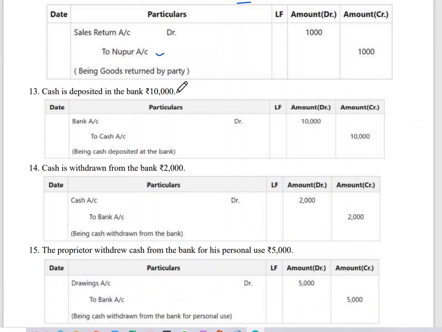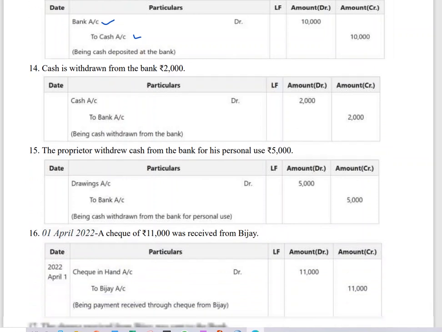It is easy, as you all know, there are two accounts being hit here, the cash account and the bank account. Cash is reducing in our hand, that is why we are crediting that. In the bank, cash is increasing, hence we are debiting that item. Bank account debit to cash account.